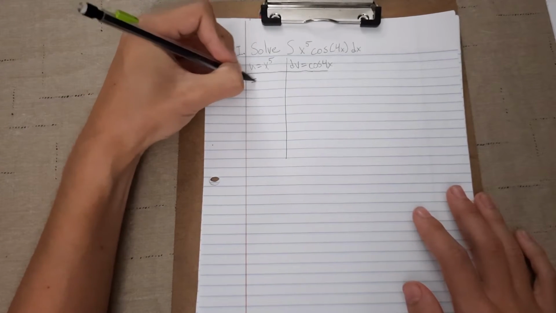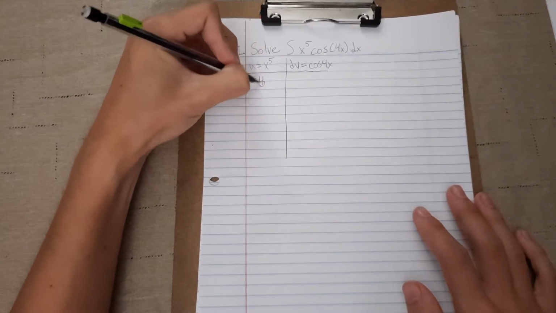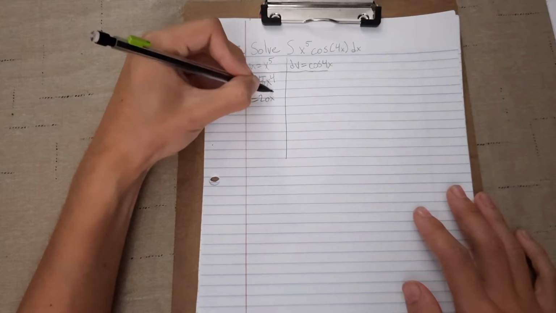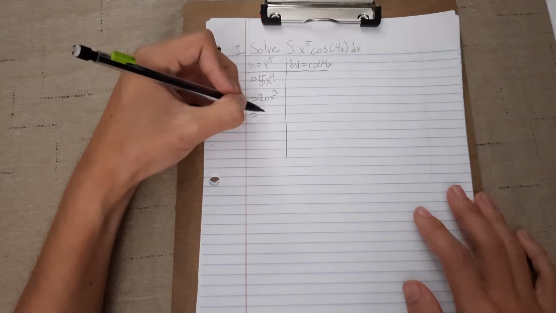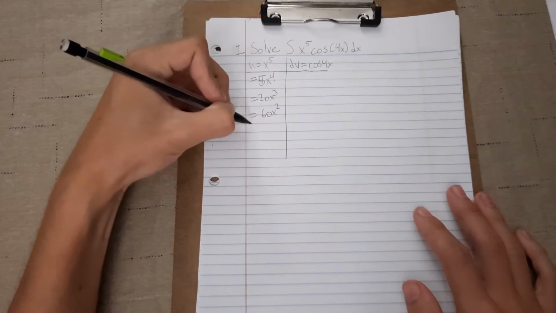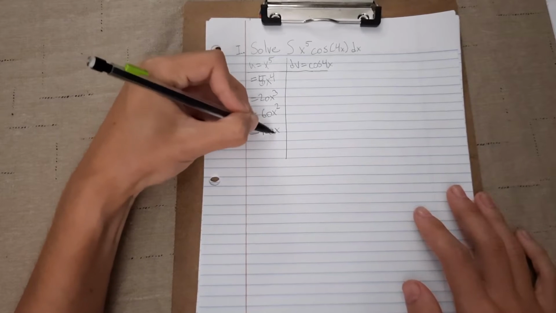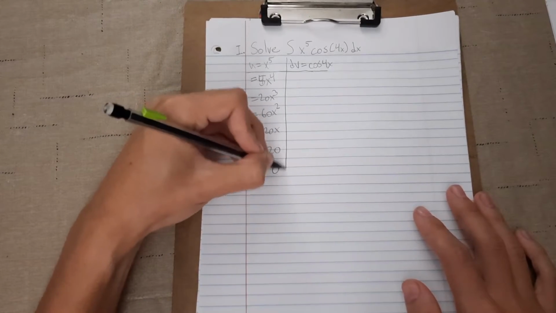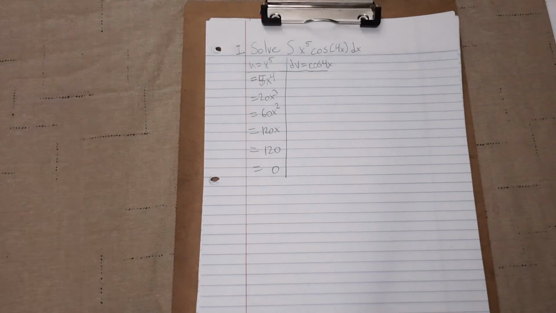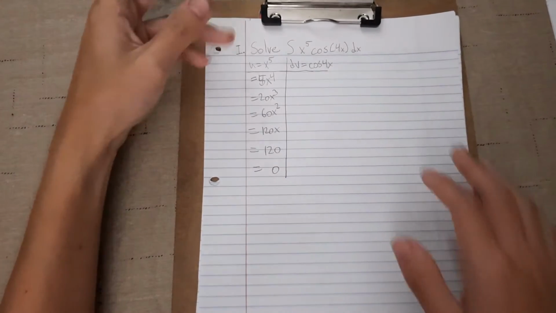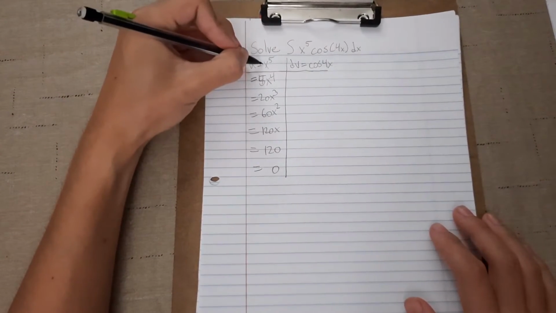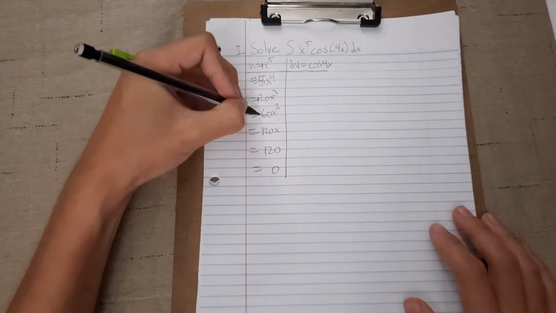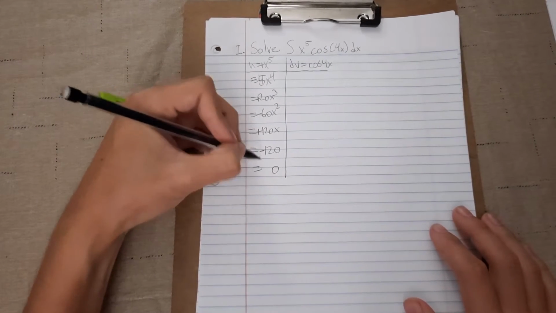Derivative of x to the fifth, 5x to the fourth, derivative of that, 20x to the third, derivative of that, 60x squared, derivative of that, 120x, derivative of that, 120, and derivative of that, 0. But we also, on this side, need to indicate positive, minus, positive, minus, positive, minus, positive.